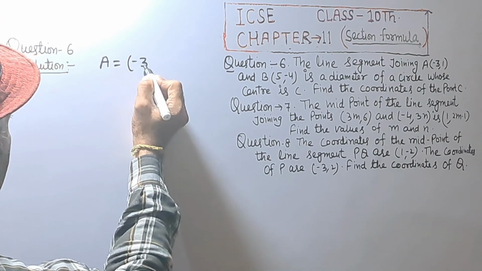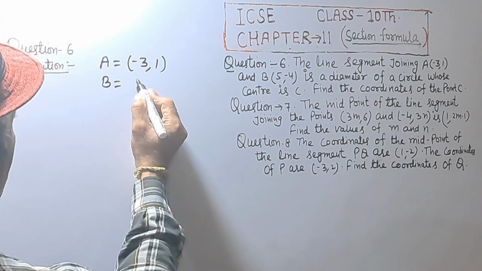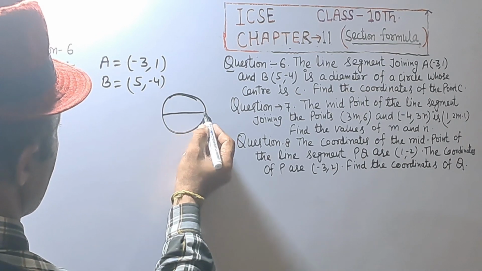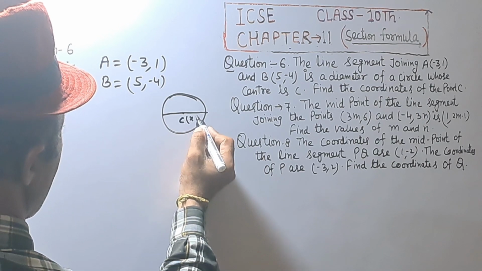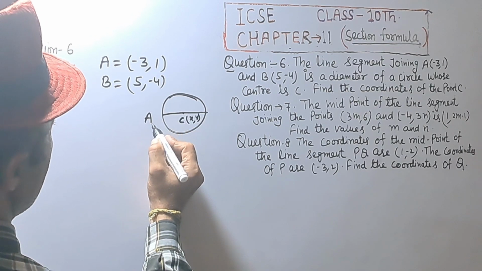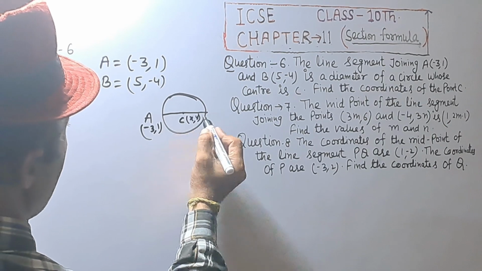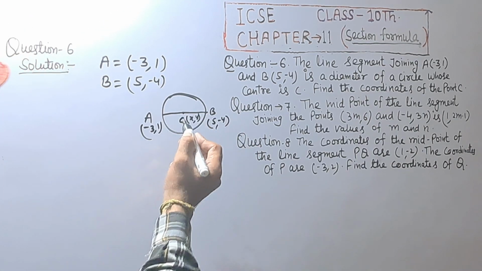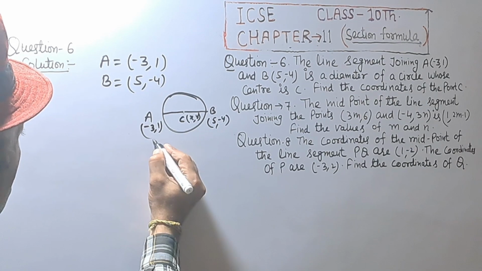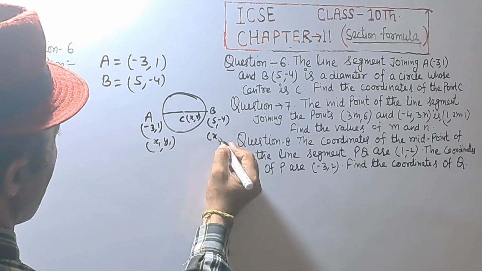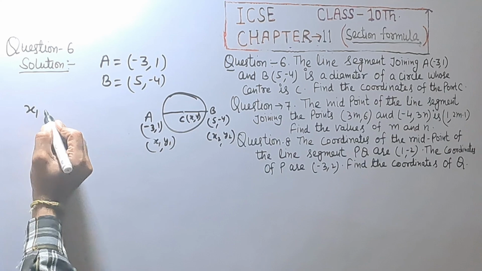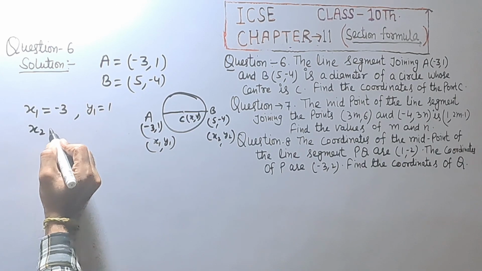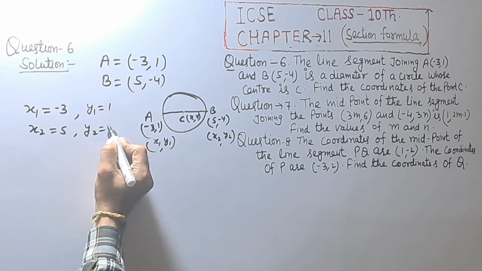A is equal to (-3, 1) and B is equal to (5, -4). The circle has center C, that is (x, y). AB is a diameter, and we find the center point C. Let (x1, y1) and (x2, y2): x1 is equal to -3, y1 is equal to 1, x2 is equal to 5 and y2 is equal to -4.